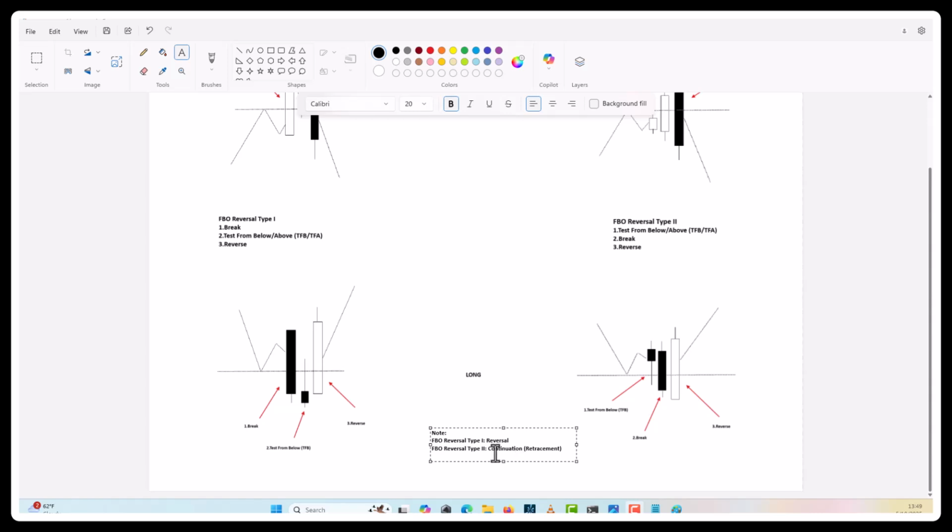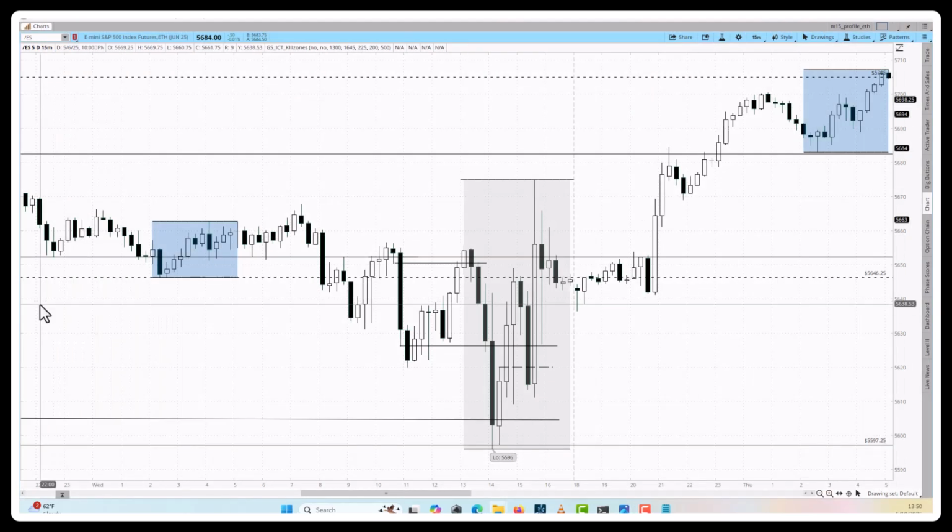With that in mind, we can see that type 1 happens a lot in the reversal, and type 2 happens a lot in the continuation, right? Which is next leg down or next leg up right there. Let's go with that for now. All right, we will save this. And now let's see what we have.